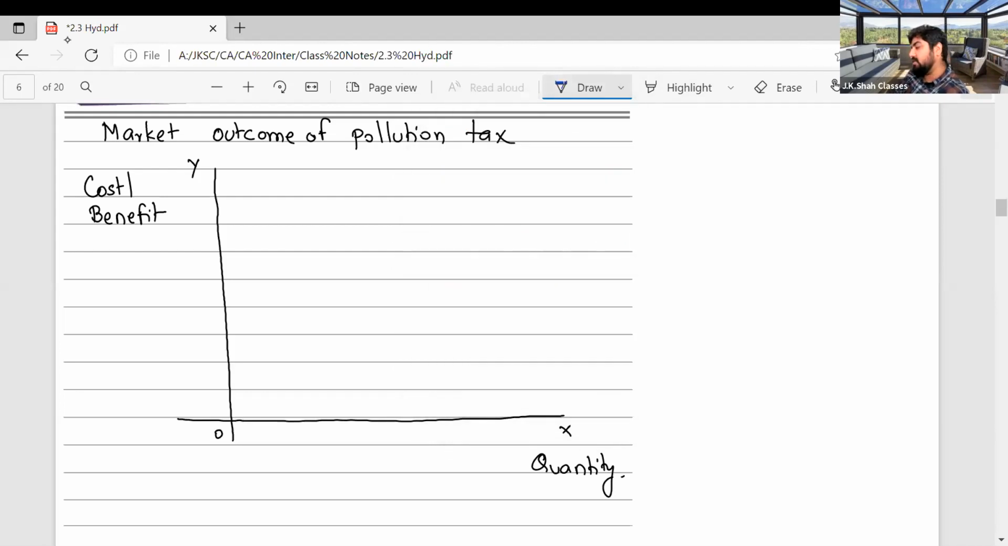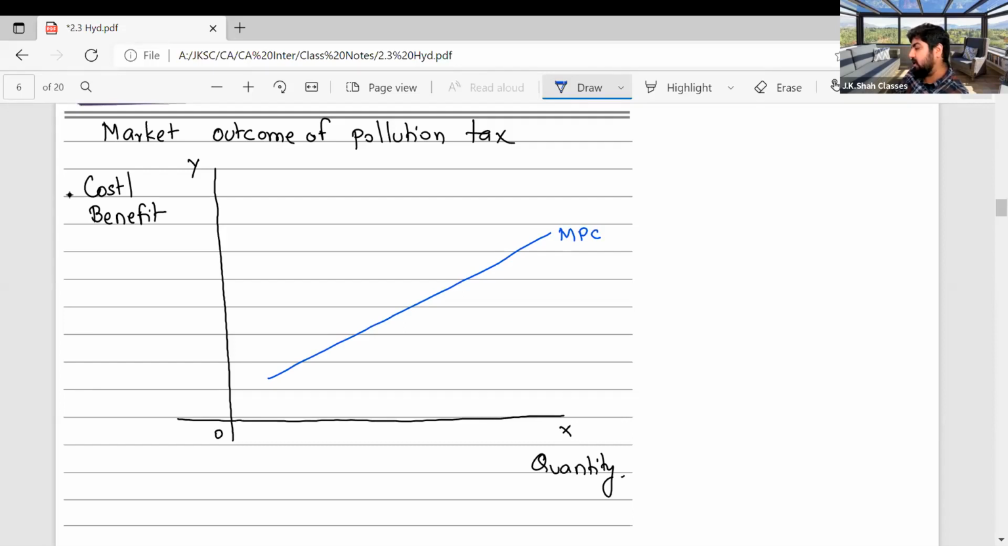First one, do you remember the marginal private cost, MPC? Downward sloping or upward sloping? Upward sloping, because as we go on producing more and more, the cost will go on increasing. So it will be an upward sloping curve, something like this. So this becomes our MPC, marginal private cost.